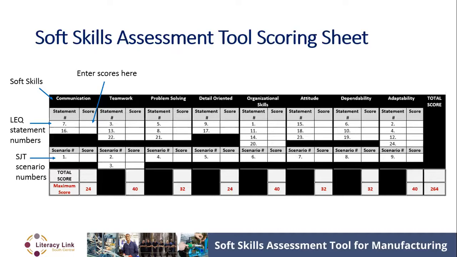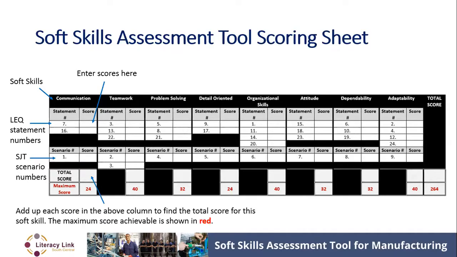By adding the scores that are recorded in each soft skill column, you'll get a total evaluation score for that specific skill. Once each of the soft skills columns have been added up, you can total them in the space provided on the far right for an overall soft skills score out of a maximum of 264. So that raises the question of where you get the scores to put in those columns, right?